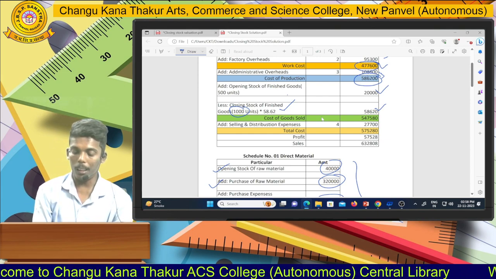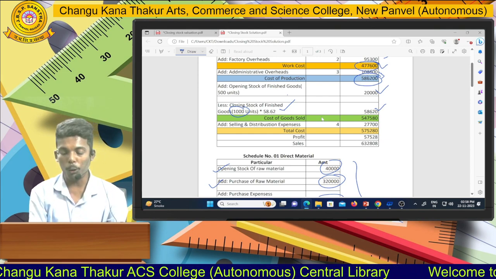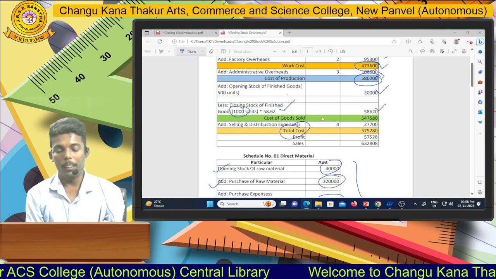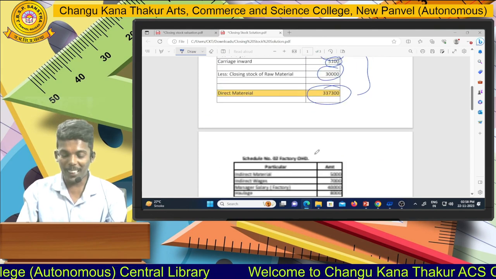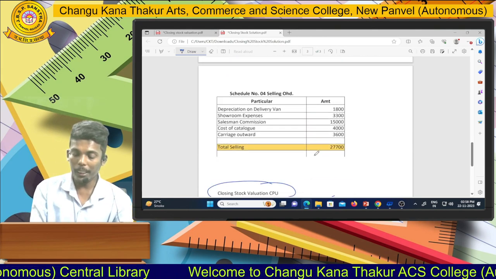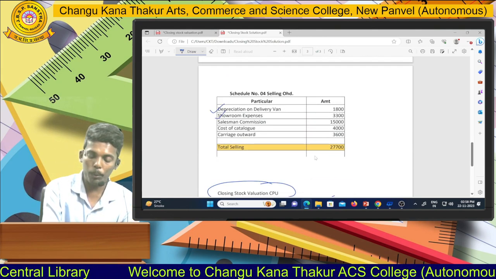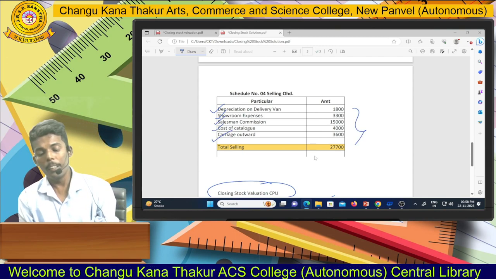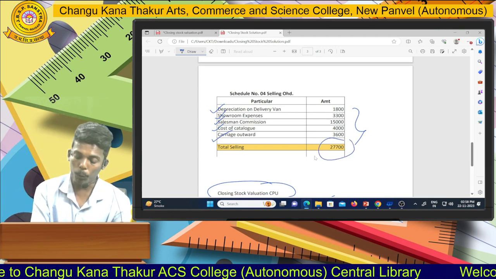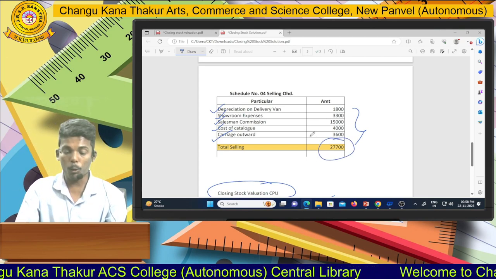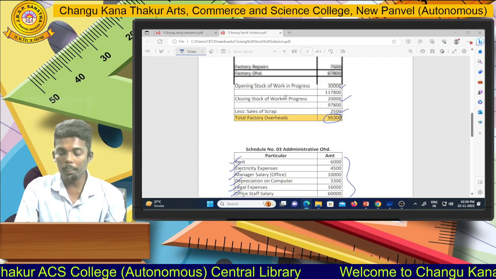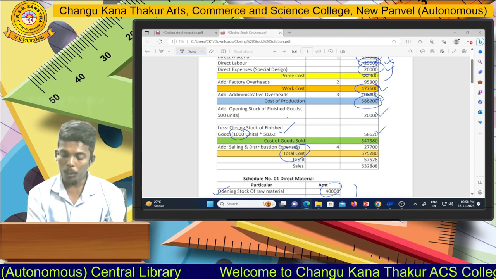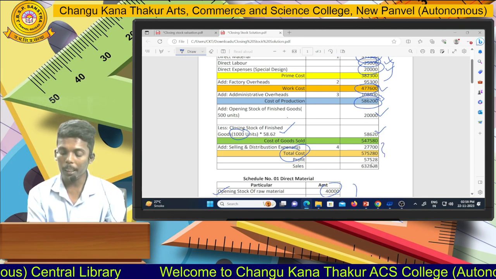Then after getting cost of goods sold, we are going to compute the total cost. We add the selling and distribution expenses. See, in the selling and distribution: depreciation, showroom, salesman commission, catalog, and carriage outward. After adding all the selling and distribution expenses, we get the value 27,700 total selling and distribution. See, all of students, we add the 27,700 rupees of the selling and distribution, and we get exactly total cost.